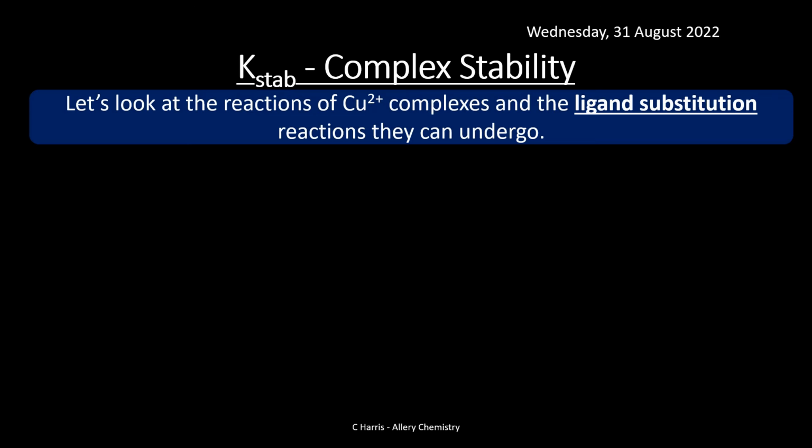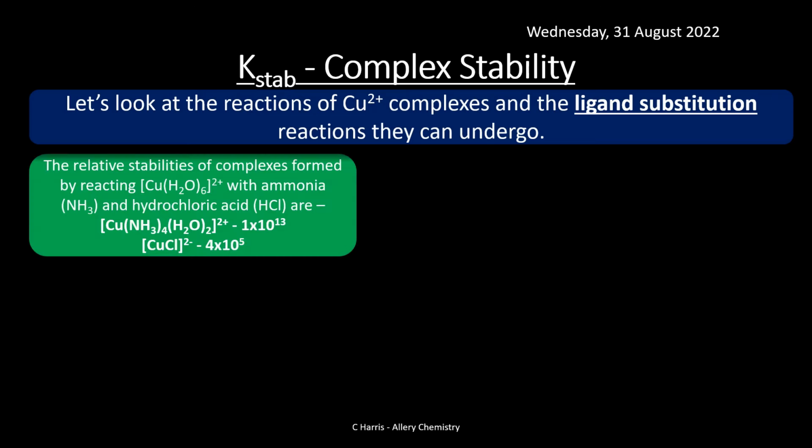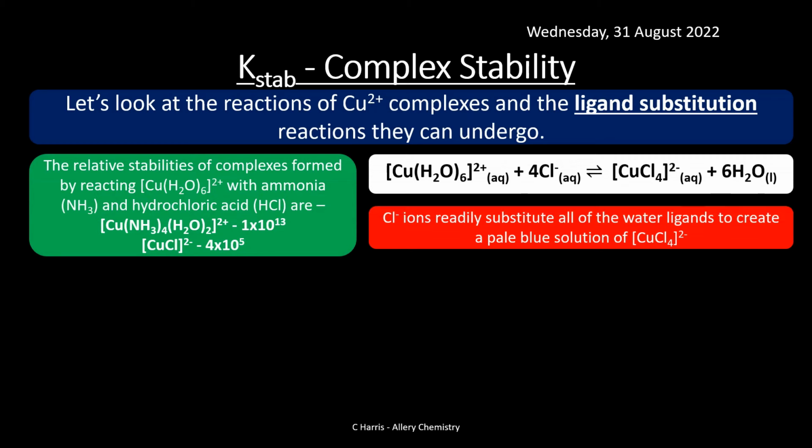Okay, so let's look at the reactions of copper 2+ complexes and the ligand substitution reactions that they can undergo. We're looking at the relative stabilities of complexes formed by reacting hexaaqua copper ion with ammonia and hydrochloric acid. So we actually form two products here. We've got 1 times 10 to the 13 for this complex, which is with 2 ammonia and 2 waters. And then CuCl4 2-, which is 4 times 10 to the 5. So clearly this complex with the water and the ammonia is more stable than the chloride complex.